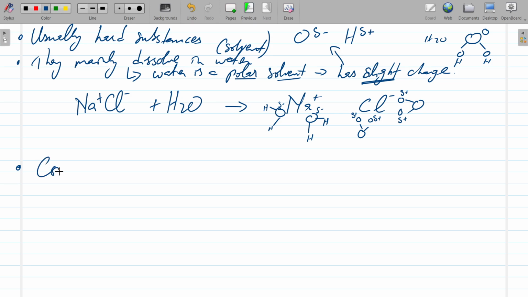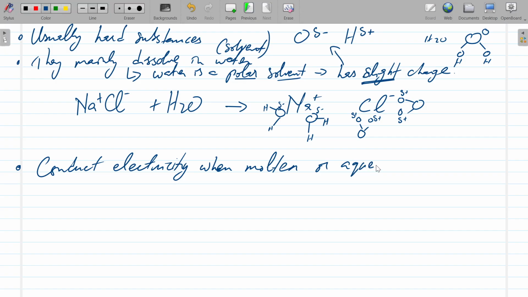conduct electricity when molten or in aqueous solution. Aqueous solution basically meaning dissolved in water. So, dissolved in water.